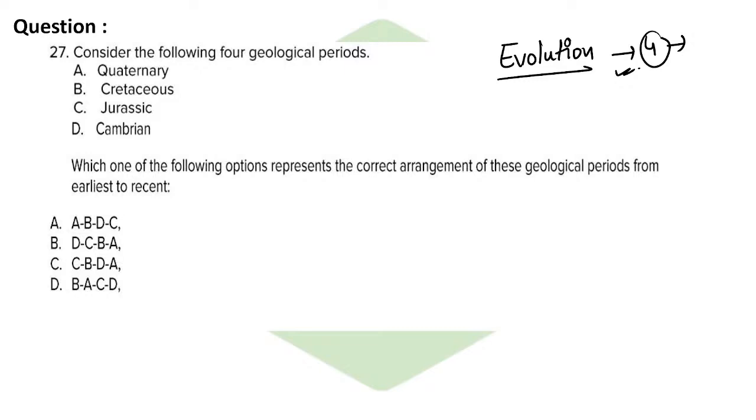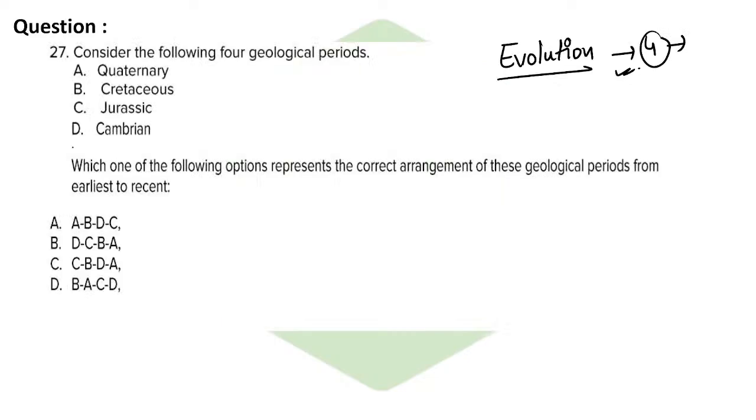Very easy. Very good, everyone. Try it out. Very easy question. Quaternary, Cretaceous, Cambrian, and Jurassic. Simple question. Okay, let's see. So, what should be the correct answer?